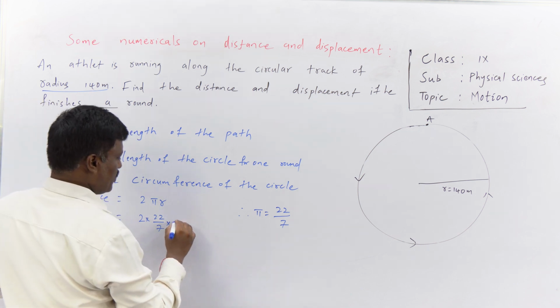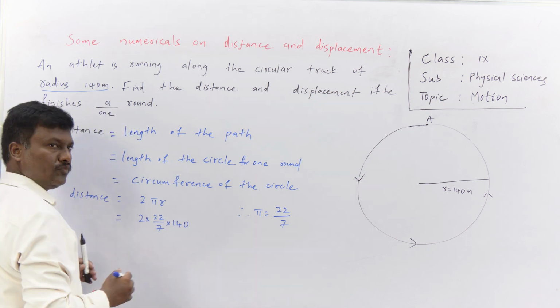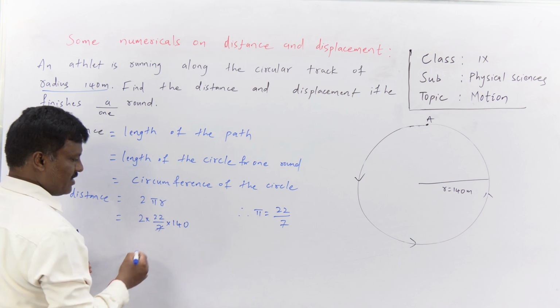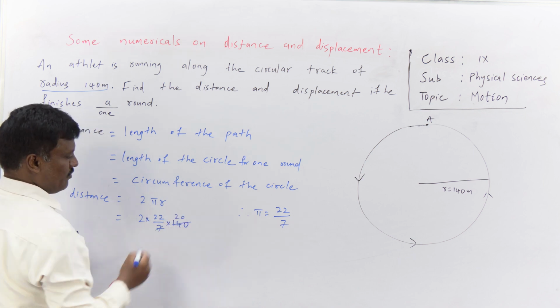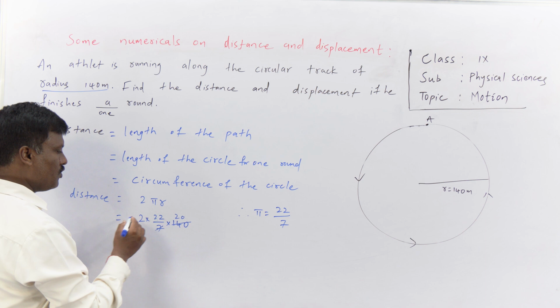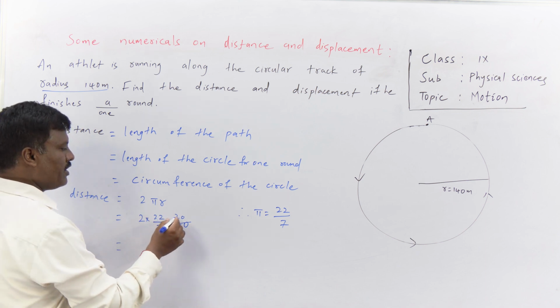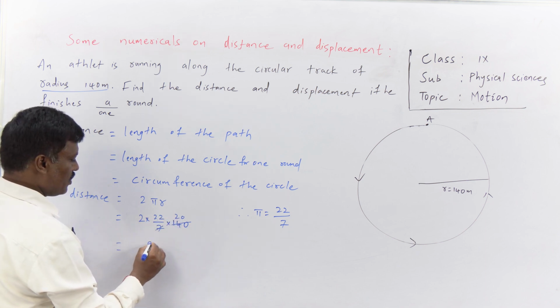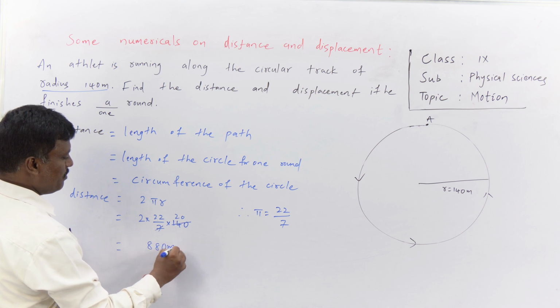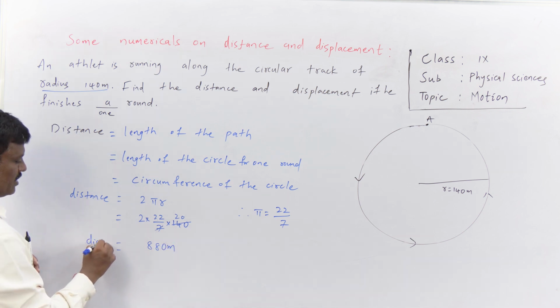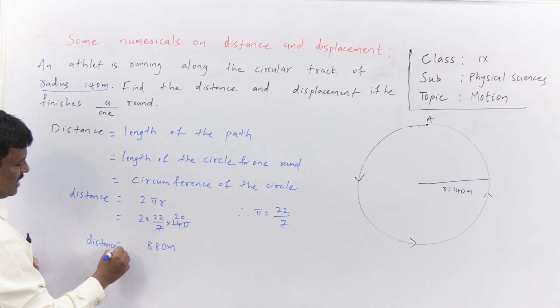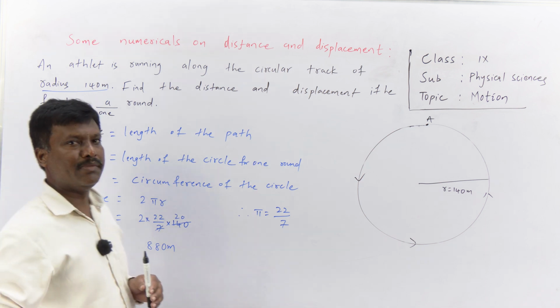Then substitute the r value, 140. So cancellation: 7 ones are 7, 7 into 20 is 140. 22 into 2 is 44. 44 into 2 is 88. Total 880 meters he traveled. So the distance traveled by the athlete is 880 meters.